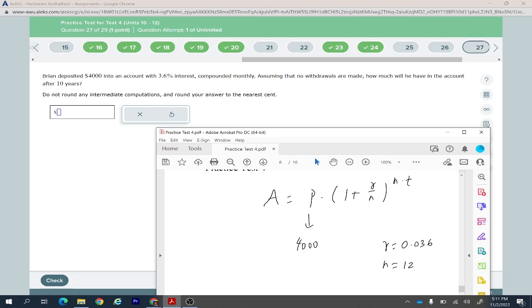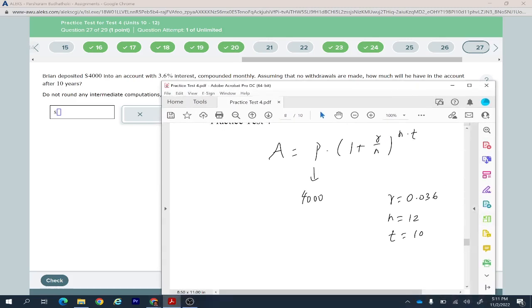Assuming that no withdrawals are made, how much will he have in the account after 10 years? So t is 10. So just use this information here. The A stands for amount after 10 years, so it's 4,000 times 1 plus 0.036 over 12. n times t means 12 times 10, which is 120.